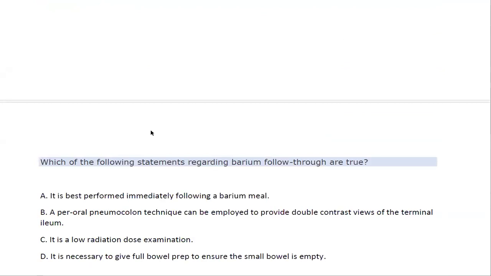We need to go to a more complex one. Okay, which of the following statements regarding barium follow-through are true? It's best performed immediately following the barium meal. A beam or pneumocolon technique can be employed to provide double contrast views of the terminal ileum. It's a low radiation dose examination. It's necessary to give full bowel preparation to ensure the small bowel is empty.